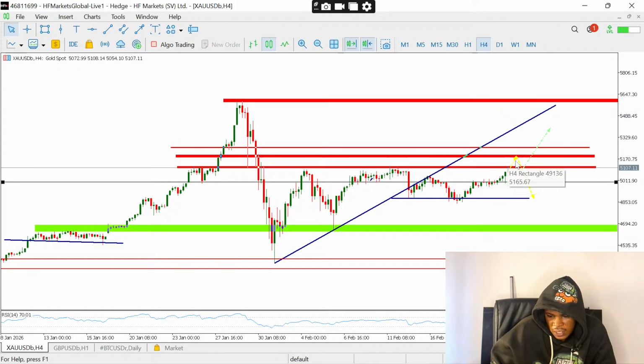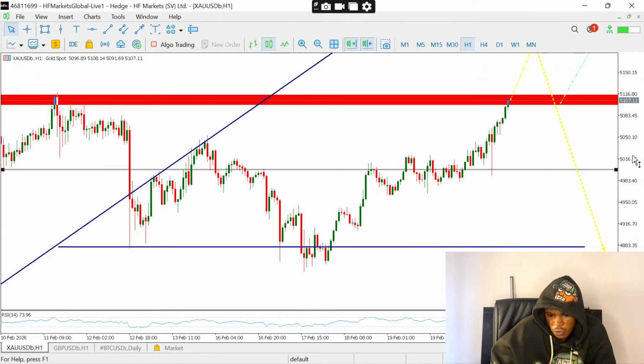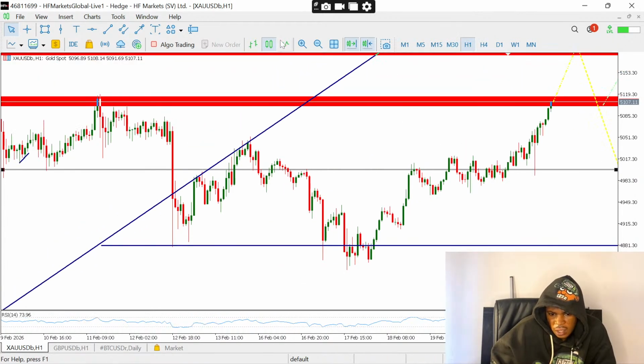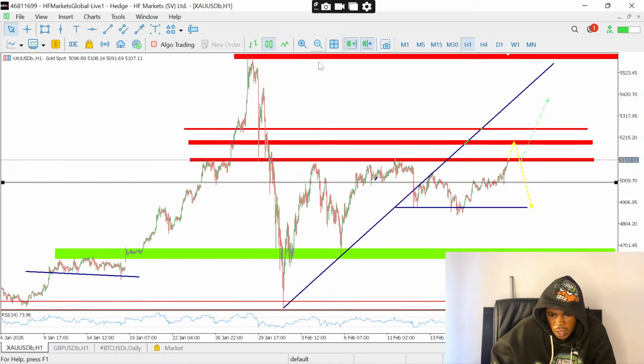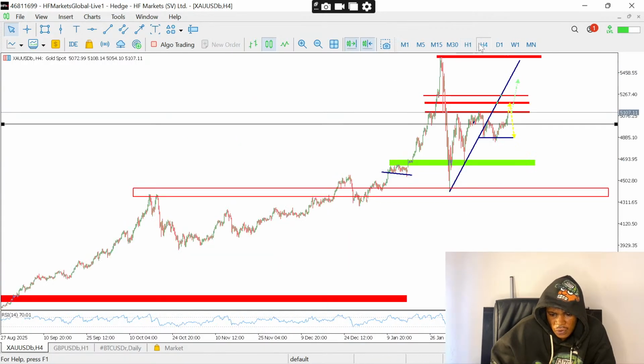If it plays out well tomorrow, I'm going to be buying gold. If my analysis plays out well tomorrow, I'm going to be buying. But if it doesn't play out well, and the market decides to continue moving sideways, I'm just going to be taking advantage of the opportunity, guys. So that's it for gold.